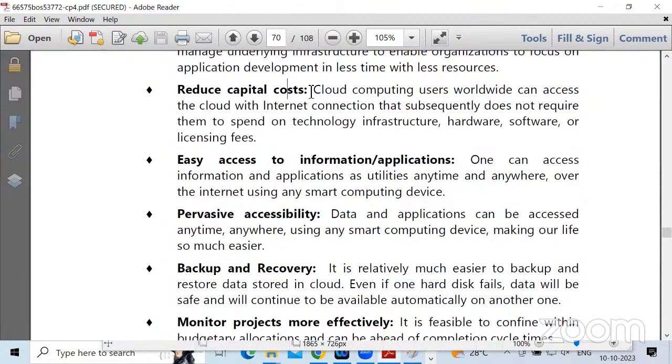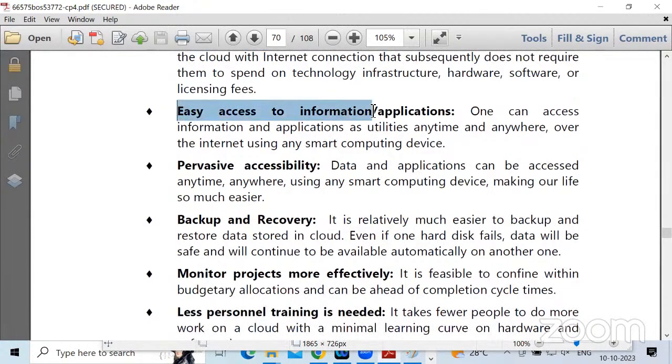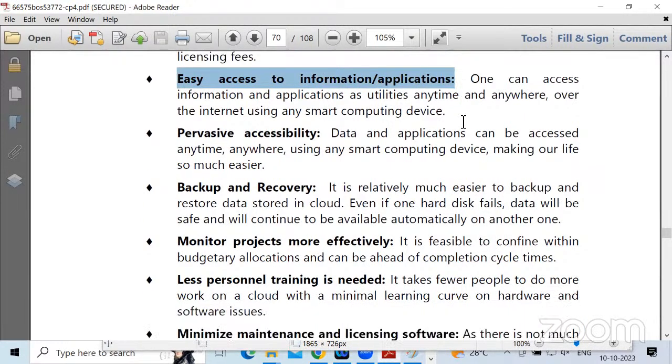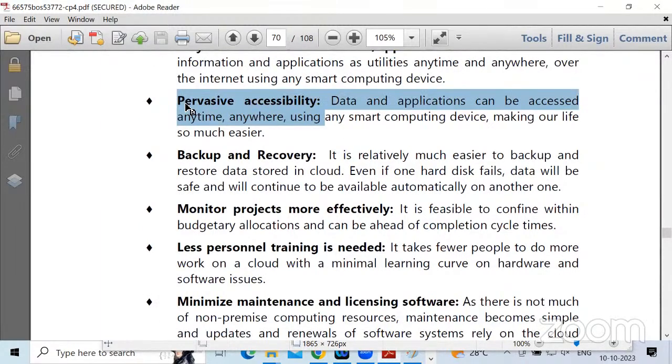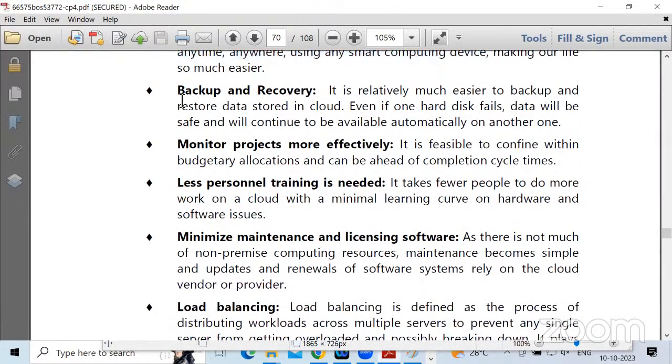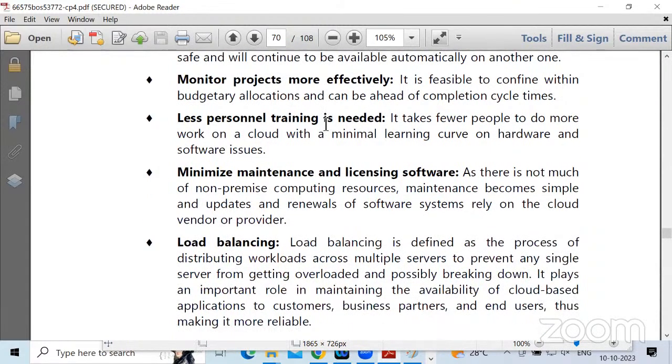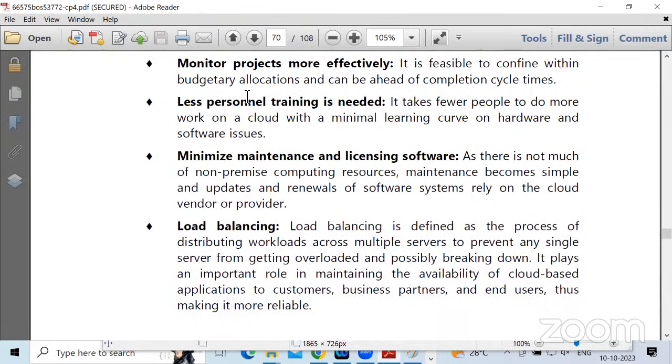Reduce capital cost: because of non-investment in infrastructure, capital cost will automatically be reduced. Easy access to information and applications: because it is available on the internet, anyone, anytime, any place can access it. Pervasive accessibility: it can be accessed anywhere, anytime using smart computing devices. Backup and recovery: you need not do any backup, and you need not go for any restoration. They are done by the service provider.